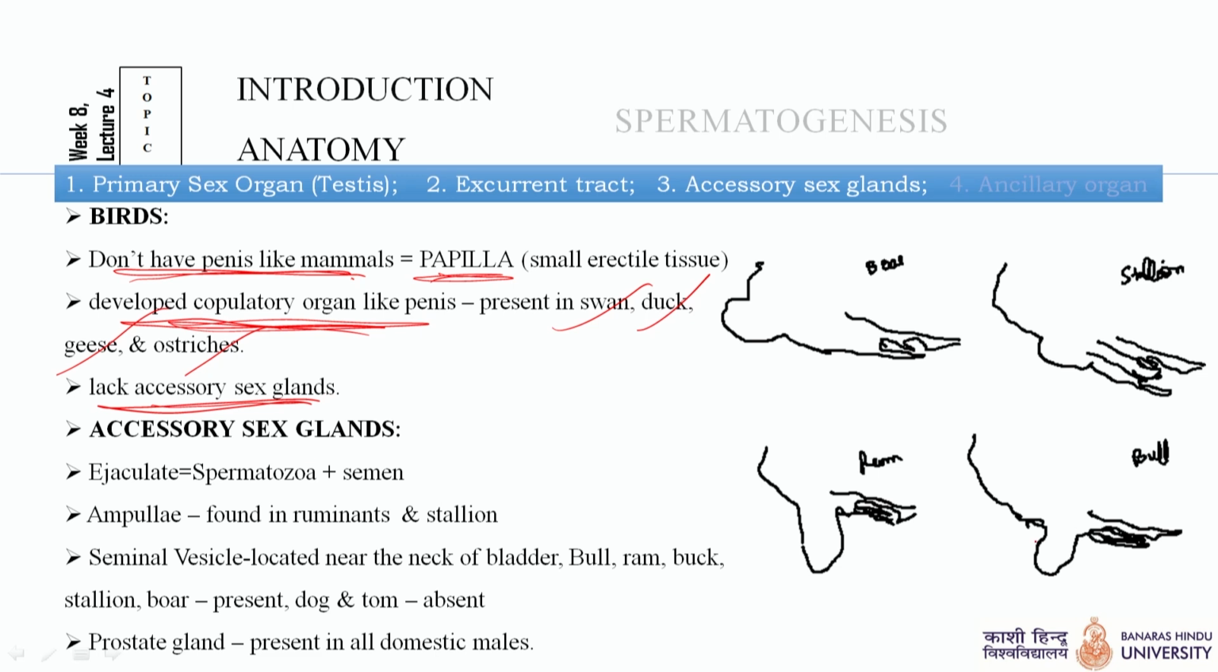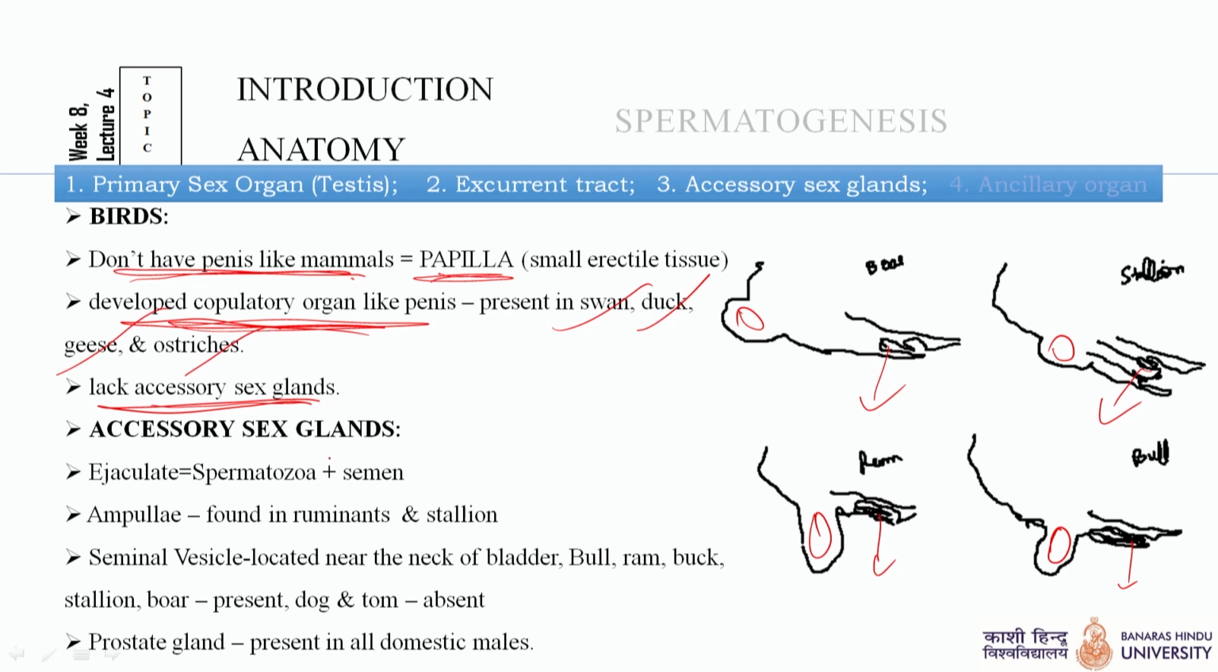Here you can see the position of the testis in different animals, right? So in the bull you can see here, this is the penis, right? And here in the ram, this is the penis part, and this is the stallion, and this is the boar, that is the pig. You can see where the testis is, and this is the penis part. So, these are the different species. You can see the location of the testis.